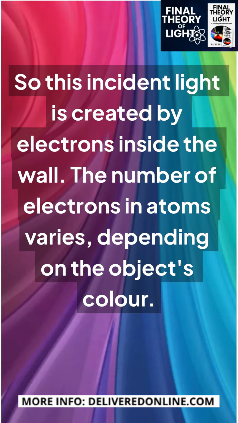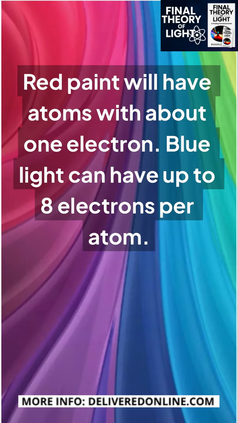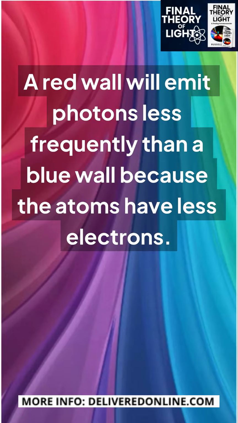The number of electrons in atoms varies, depending on the object's color. To know the number of electrons per atom in different colors, see a periodic table. Red paint will have atoms with about 1 electron. Blue light can have up to 8 electrons per atom. A red wall will emit photons less frequently than a blue wall because the atoms have less electrons.